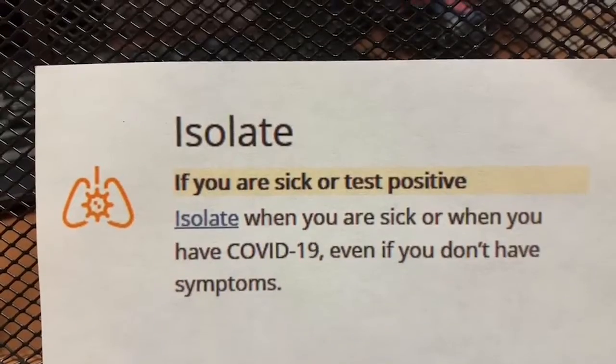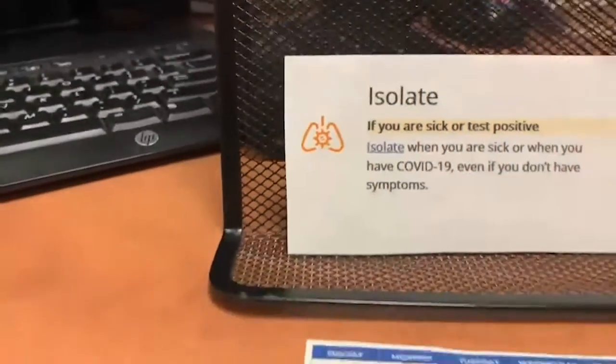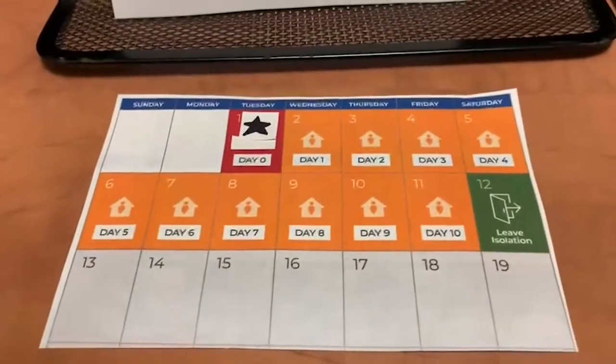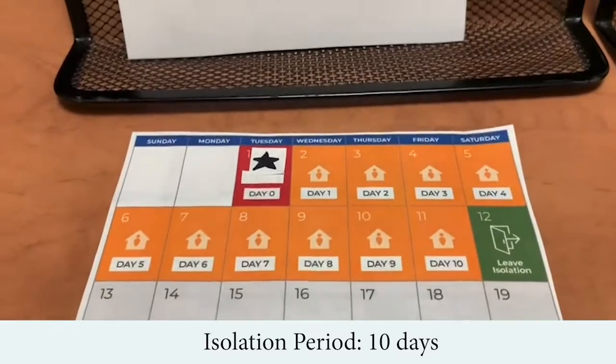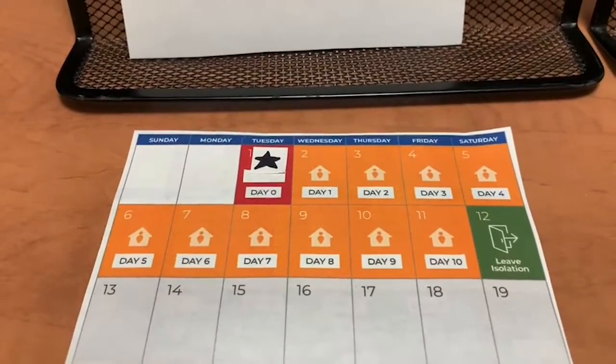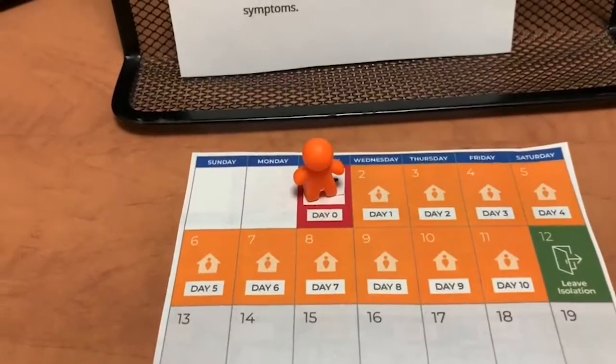Isolation. You isolate if you are sick, as in you have symptoms consistent with COVID-19, or you test positive for COVID-19. The isolation period is for 10 days, day 0 being the day of symptom onset and/or the date of the positive COVID test, to be explained later.